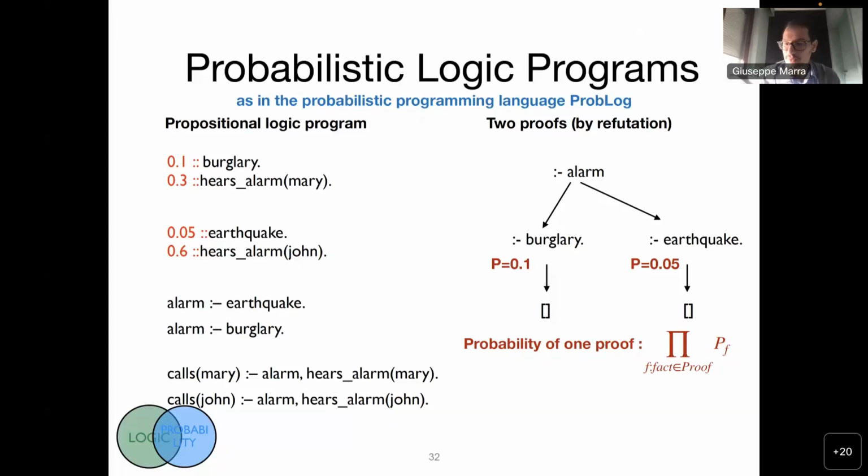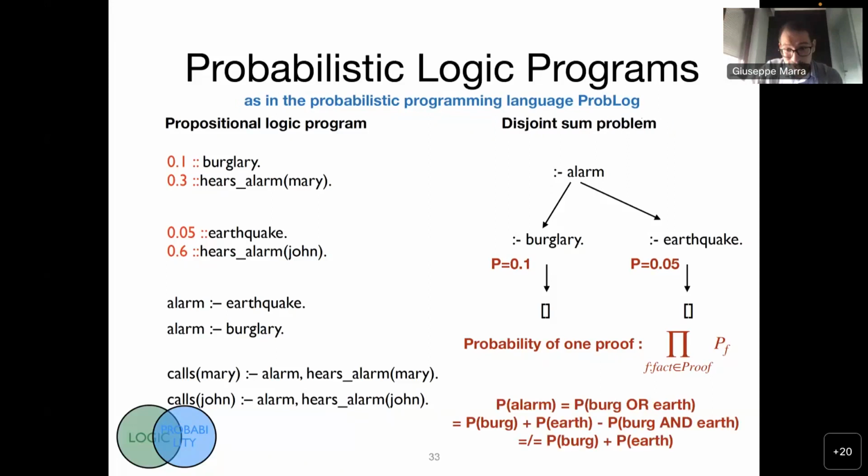In general, the probability of a proof is the product of the probabilities of all the facts that you have used along the proof. Here it's very easy because there is only one fact for both proofs. So one could start thinking, well, it's easy. We compute the probability of each proof, and then the probability of the query is the sum of the probabilities. Well, this is actually not the case because these are random events, and in general, the probability of a disjunction of events is not only the sum of the probabilities of the single events, but you also have to subtract the intersection between the two events.